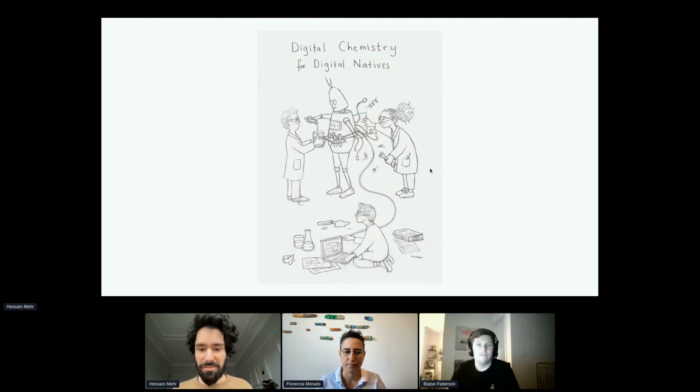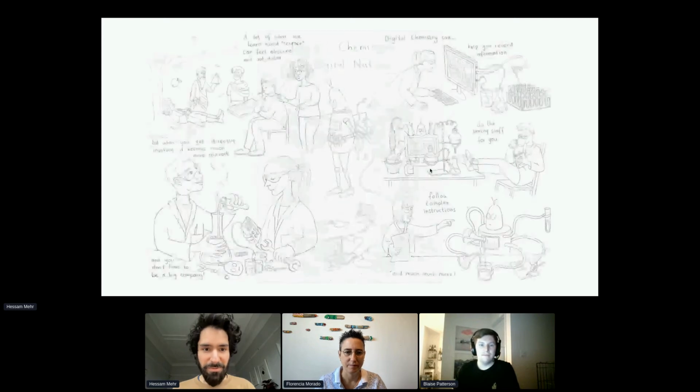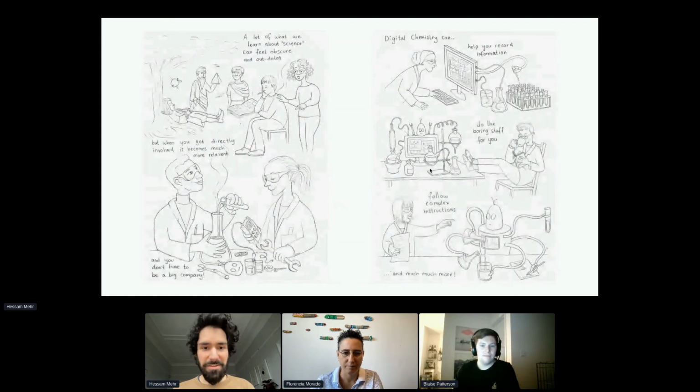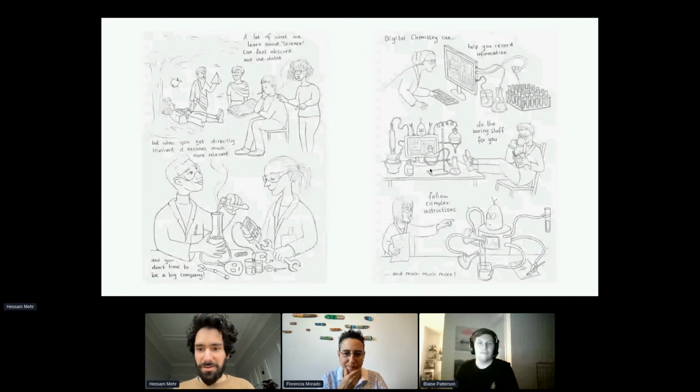The aim was to take this generation of digital natives, who have always known about the internet and phones and apps and stuff, and enable them to connect that with chemistry. The premise is that science can feel a bit dry on its own, but you can just start building your own stuff that does chemistry for you, and it can record your data, do all the repetitive stuff, and it's a lot of fun.